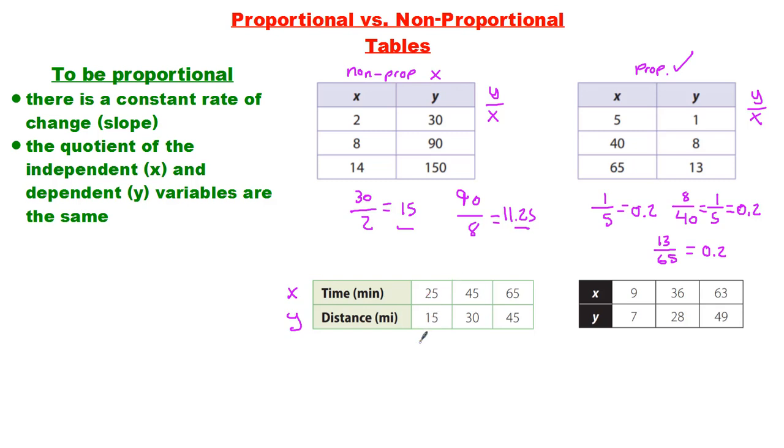We're going to figure out the y over x, so 15 over 25. 15 divided by 25 is going to give us 0.6. And then we got 30 over 45. 30 divided by 45 is also going to give us 0.66, but it's going to be repeated, okay? So as you can see here, because we have that repeated number, this is going to be non-proportional, okay?